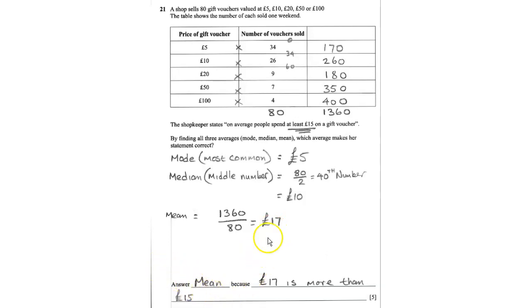And the final answer is, well, the actual question was, by finding all three averages, which average makes her statement correct? So the statement was, on average, people spend at least £15 on a gift voucher. So the answer is mean, £17, which is obviously more than 15 because you can see the other ones are below £15.